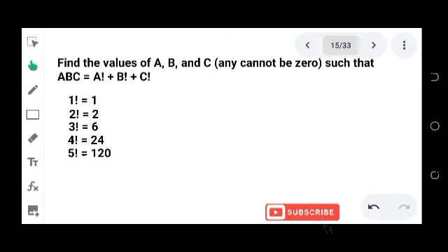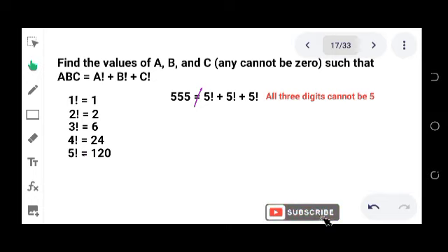Now, the highest possible sum, if we're going to use 5 factorial, is when we use three 5s. So, 5 factorial plus 5 factorial plus 5 factorial is 360. But if 5 will be taken as the values of a, b, and c, then abc as a number is 555, which is surely not equal to 360. Therefore, we cannot have all three digits be 5.